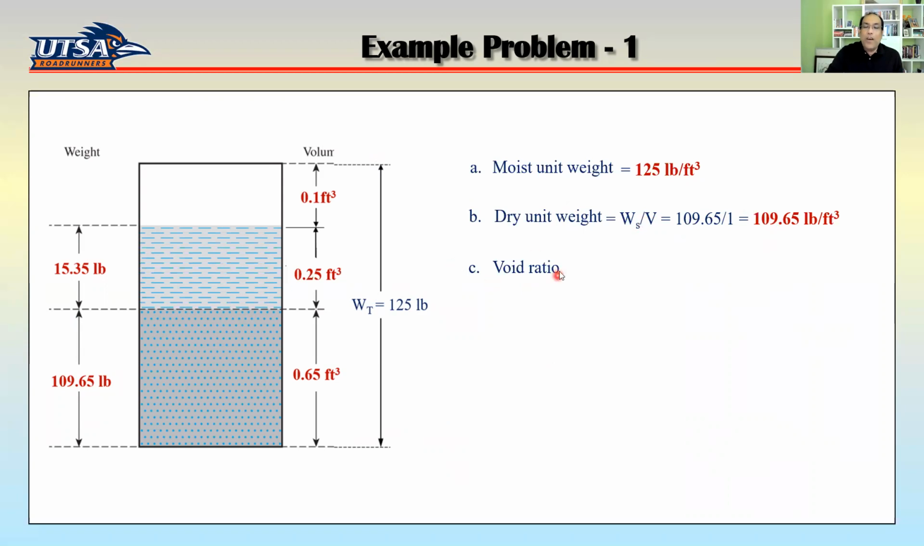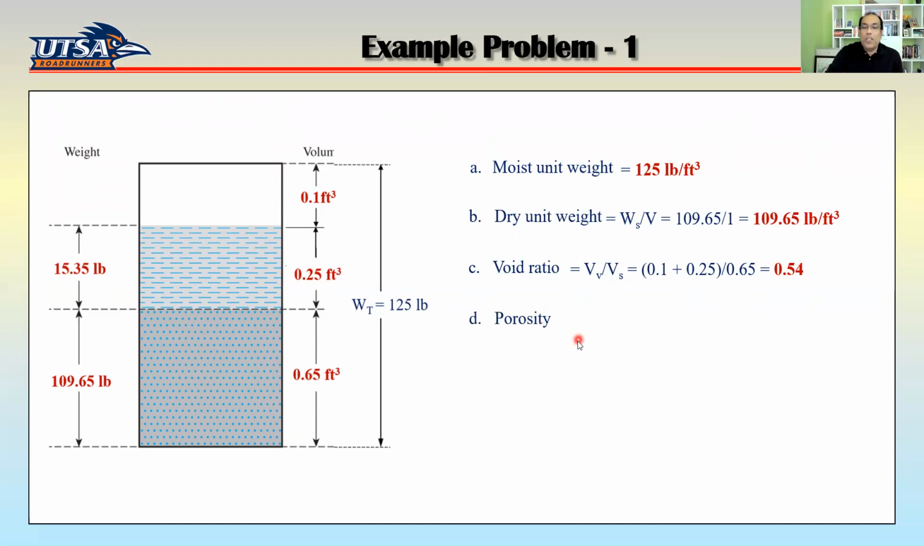Now, what is your void ratio? Void ratio is nothing but VV by VS. What is my VV? That's 0.1 plus 0.25, the total volume of the void, right? So that divided by VS, 0.65, is 0.54. That's your void ratio.